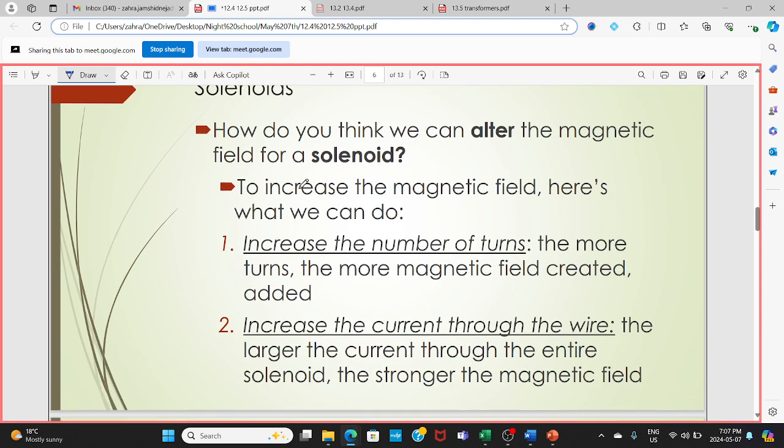Solenoids, how do you think we can alter the magnetic field of a solenoid? To do that, we can do the following. Increase the number of turns or windings. The more turns, the more magnetic field created. Each of those turns gives additional strength to your magnetic field. Increase the current through the wire. Of course, if you increase the current, you will get a stronger magnetic field across the solenoid.